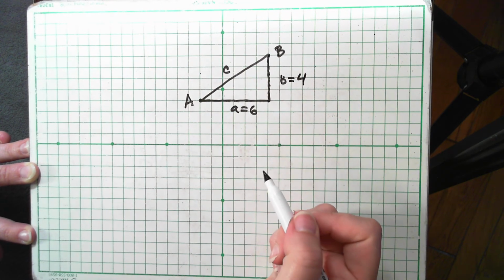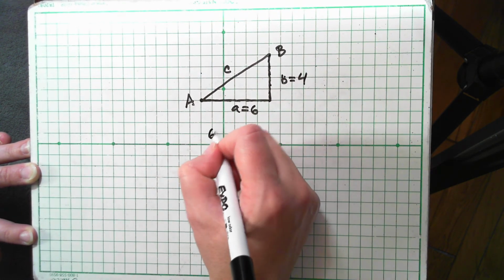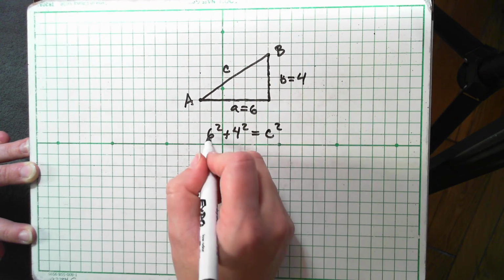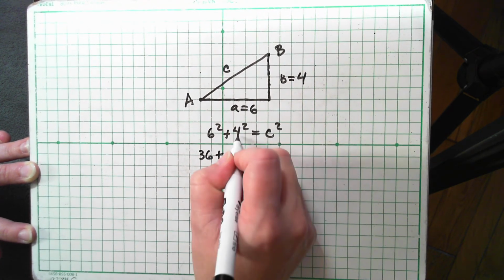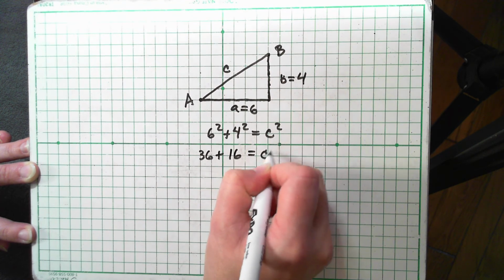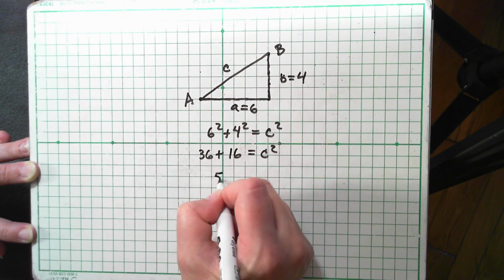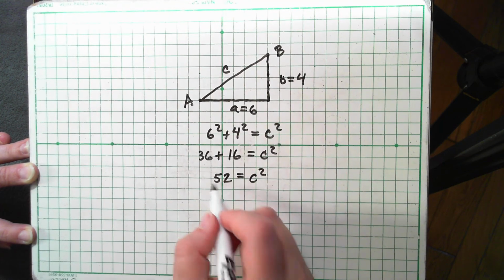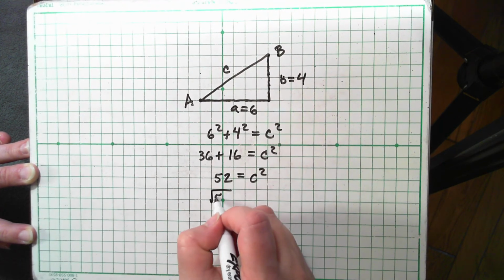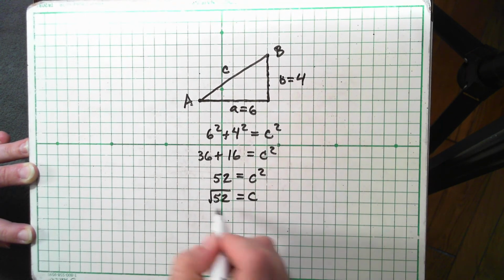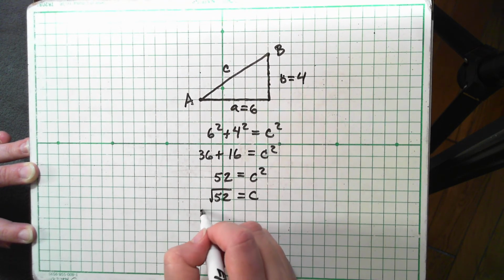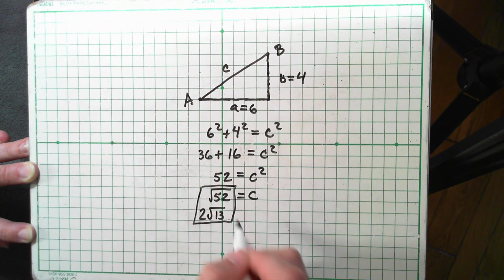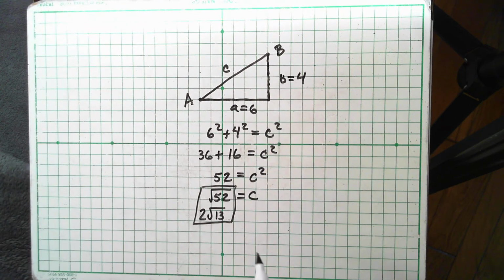And now I can just put it into my Pythagorean theorem. 6 squared plus 4 squared equals C squared. 6 squared is 36. 4 squared is 16. 36 plus 16, again, is 52. And I have to do the square root on both sides to get C alone. And this is my answer, which, again, I know this is 2 times the square root of 13. You could simplify if you wanted to, but either of these is acceptable.